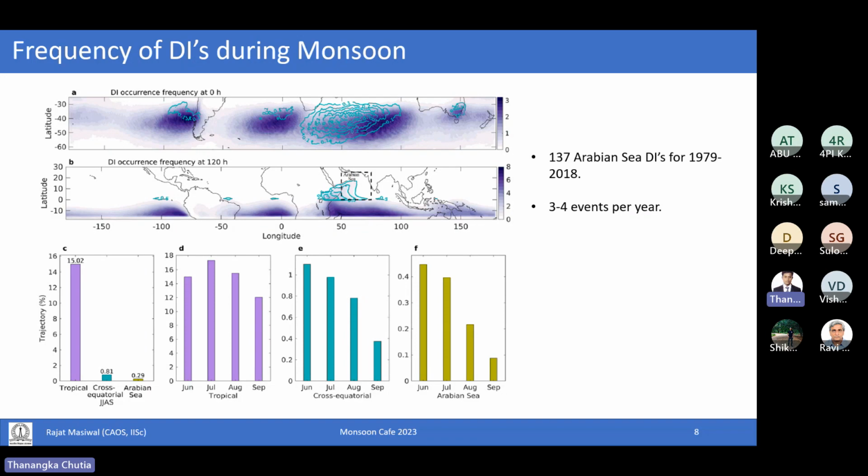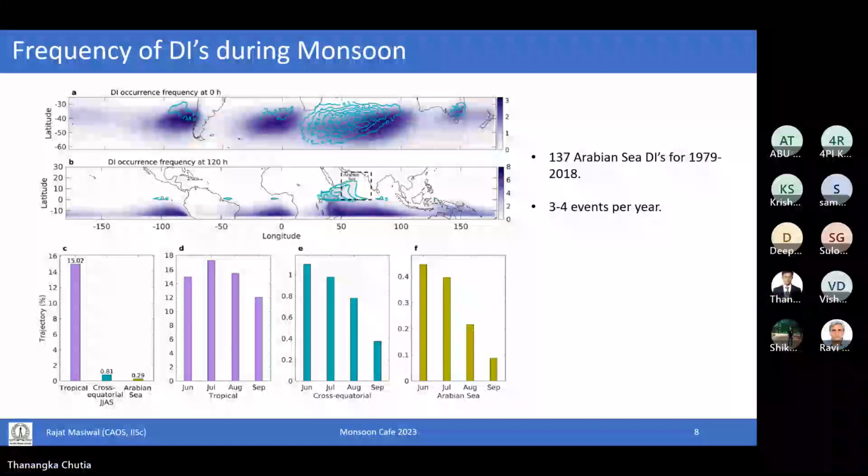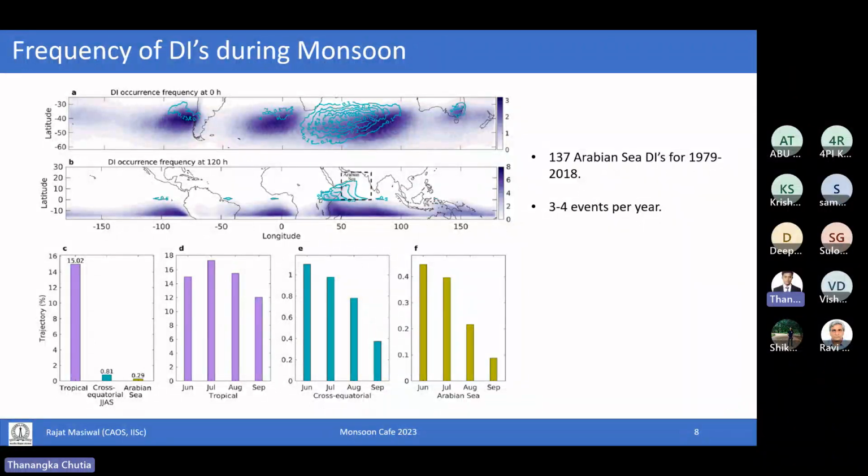So if we look at the statistics, I think 15% of these DIs can be considered as tropical DIs, and out of these, 0.81% are cross-equatorial DIs, and 0.29% are the Arabian Sea DIs. So doing that, they have found 137 Arabian Sea dry intrusion events, and this makes up roughly 3 to 4 dry intrusions per year.